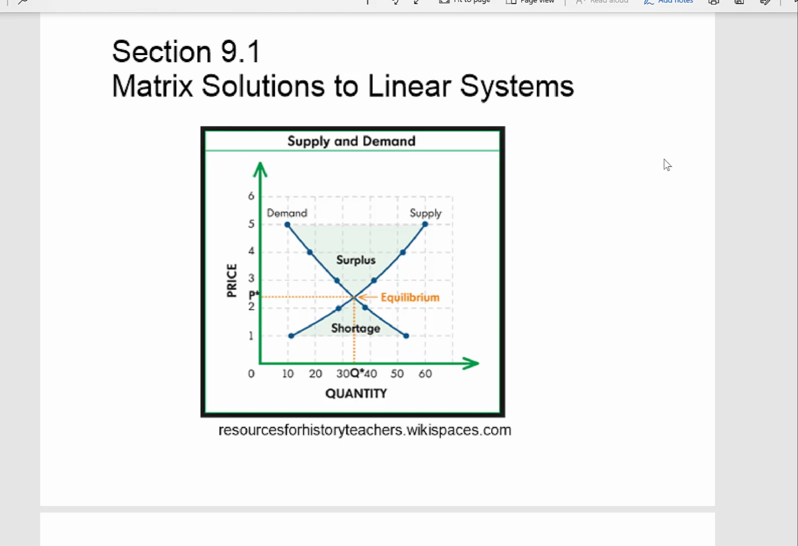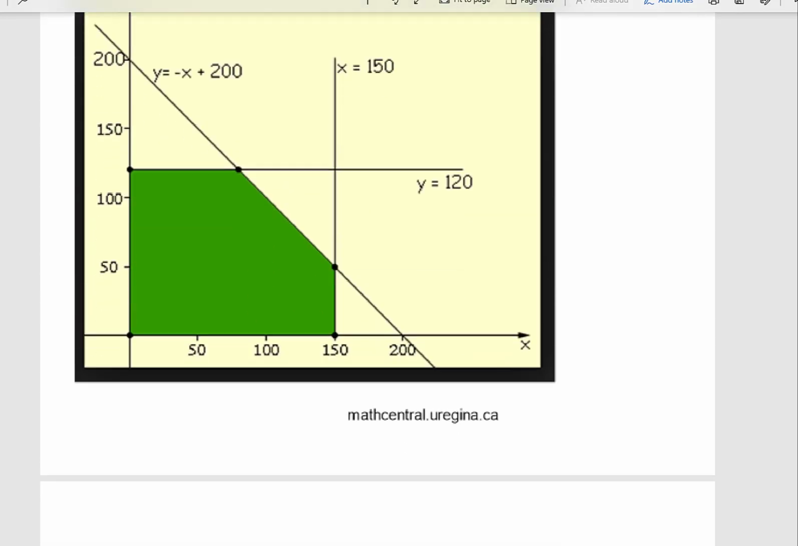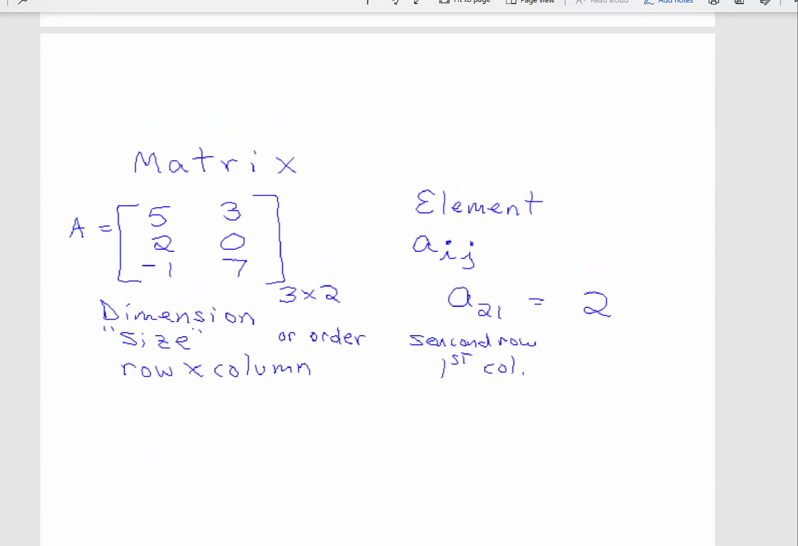This is section 9.1, matrix solutions to linear systems. So we were dealing with linear systems in 8.1, and now we're going to see how we can incorporate the matrix that we just talked about in 9.3. So just reviewing about our matrices that we had discussed.